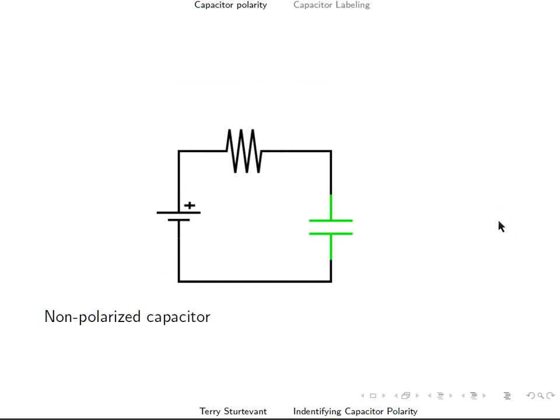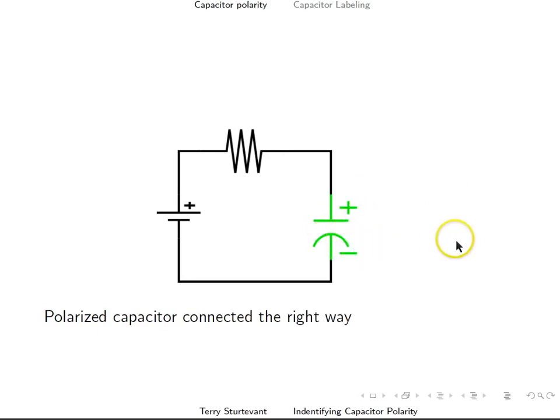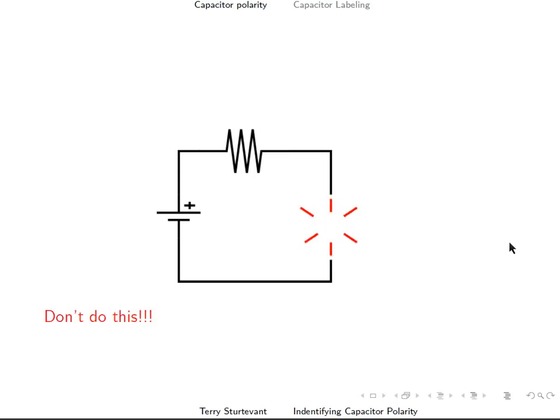If we put a non-polarized capacitor in a circuit, it doesn't matter which way we connect it, and the symbol doesn't show you any polarization, so it's easy to see. A polarized capacitor has this curved bar on the bottom that indicates which way it's supposed to go in a circuit. So the curved contact goes to the lower voltage. If we put a polarized capacitor in the wrong way, then it can explode.